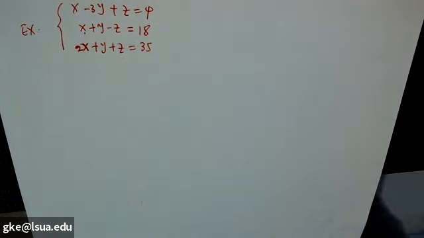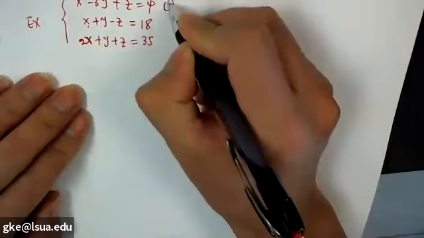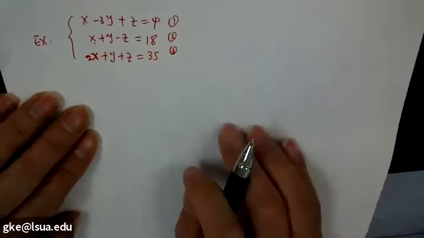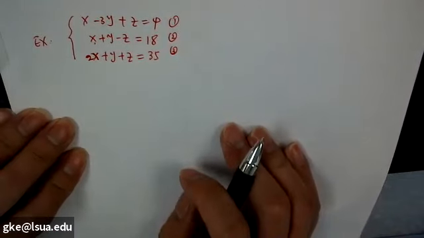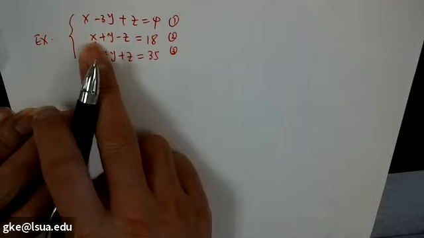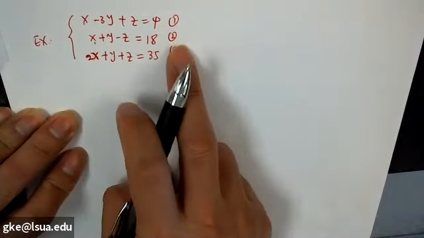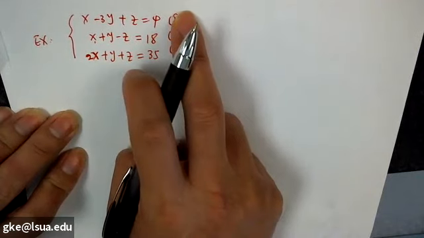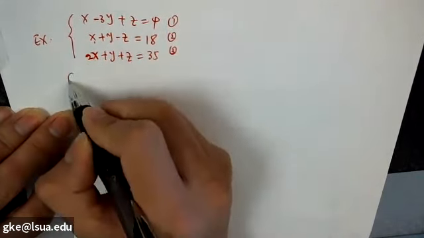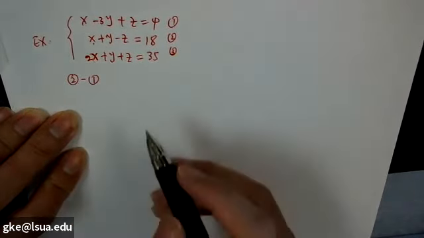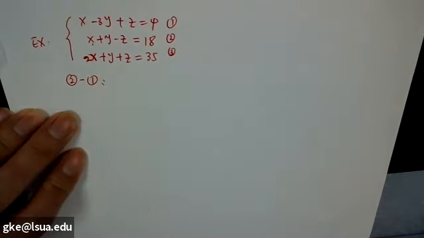Okay, due to the time limit, I'm gonna solve it on board. 1, 2, 3. We have 3 equations, right? So, how to eliminate the x in equation 2? We just let the second equation subtract the first equation.